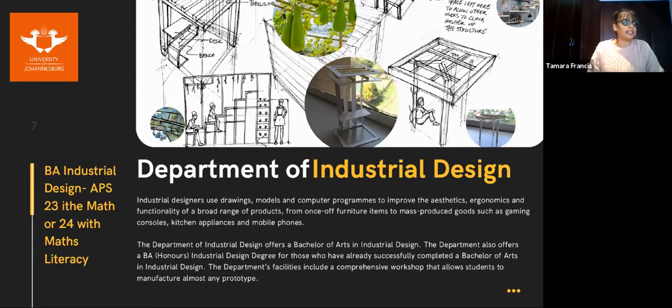The department facilities include a comprehensive workshop, and this workshop allows students to manufacture almost any prototype or design that they may conceptualize. Your APS score for Industrial Design is 23 with maths and 24 with maths literacy.